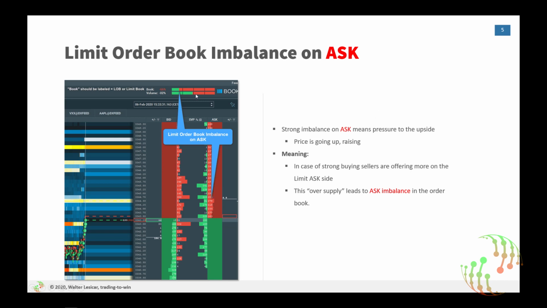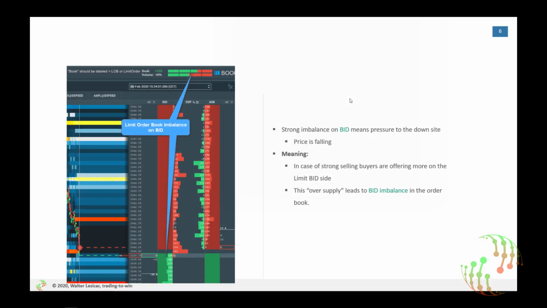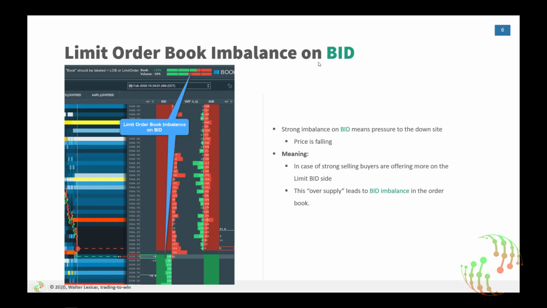The opposite of the limit order book imbalance on the ask side is the limit order book imbalance on the bid side. That means if you see a strong green bar pointing to the right side of this graph here, then you will see that there is a strong imbalance on bid, and that means pressure to the downside. The price is falling. The aggressors are hitting the bids. The meaning is the opposite of what I mentioned before on the ask side.